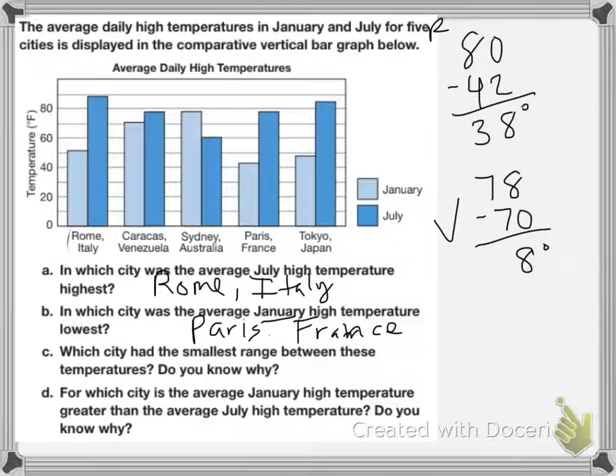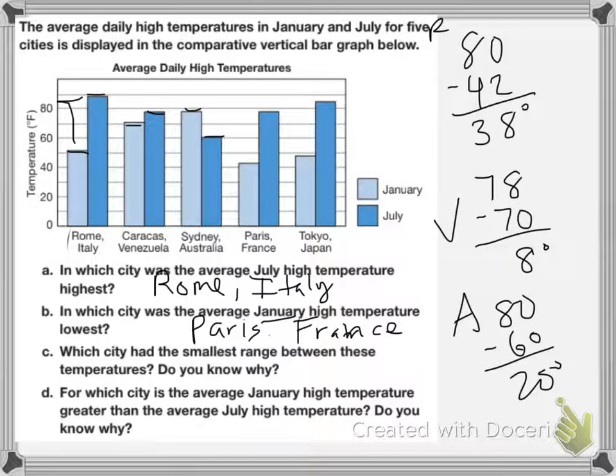For Australia, it looks like it's 80 minus 60, so like 20 degrees. And we can see that between the high and the low for each month, the further the distance between, the bigger the number. So Rome was 38, while Venezuela was only 8 degrees. So the smallest range is going to be Venezuela, Caracas, because it has the smallest difference between the two bar graphs.